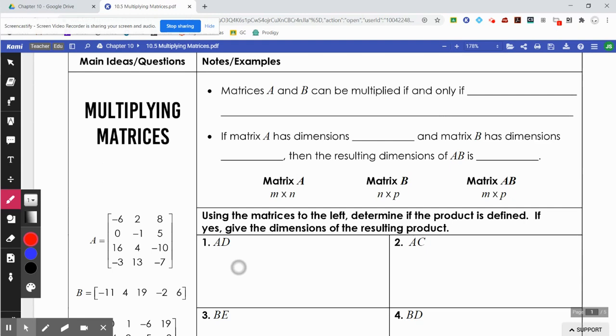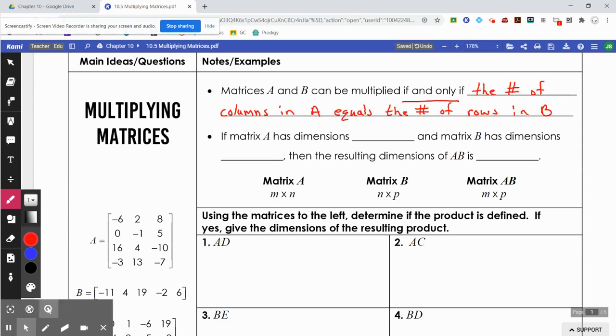Multiplying matrices. Matrices A and B can be multiplied if and only if the number of columns in A is equal to the number of rows in B. And I'll show you a little trick in just a second how you can remember that. Next up, if matrix A has dimensions m by n and matrix B has dimensions n by p, then when you multiply the two together, you're going to get an m by p matrix.